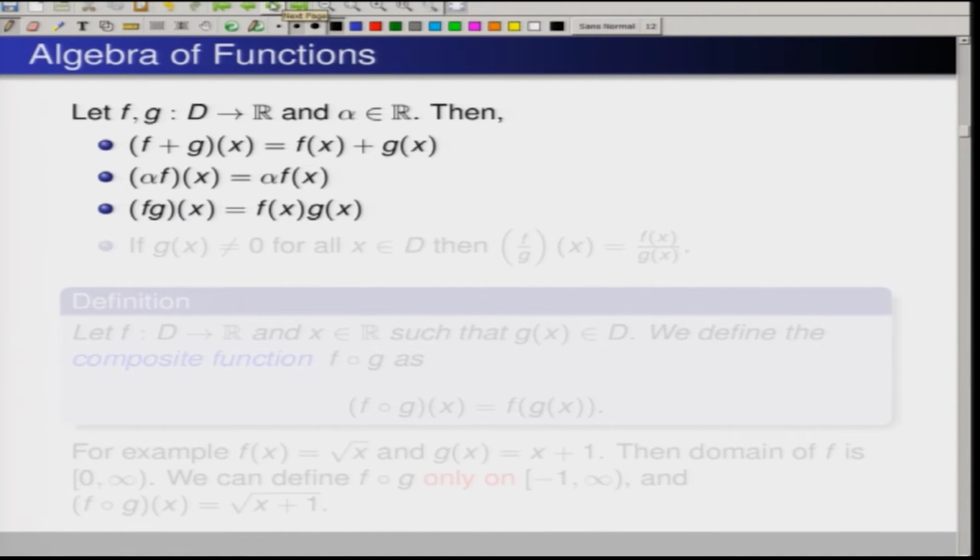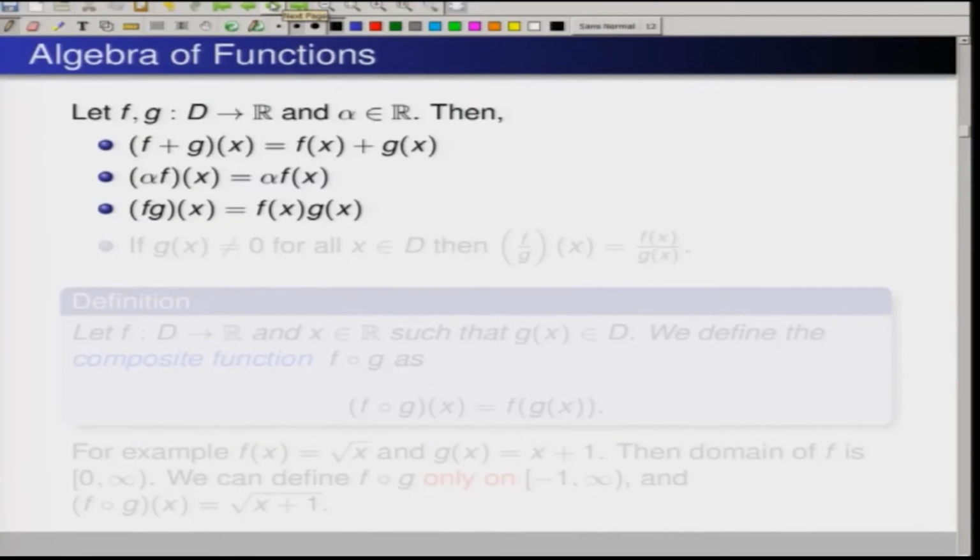Similarly, we can define the multiplication of two functions. If we have a function f and we have a function g, then we can define f multiplied by g. This itself is a function, we call that f g. Now, how is it defined? This f g is f of x into g of x.